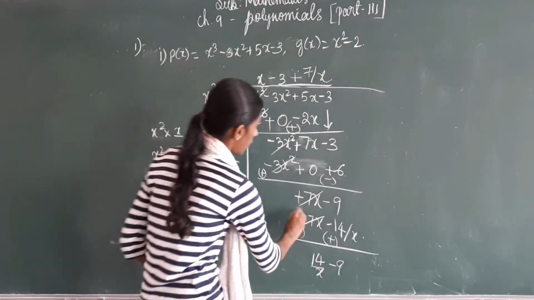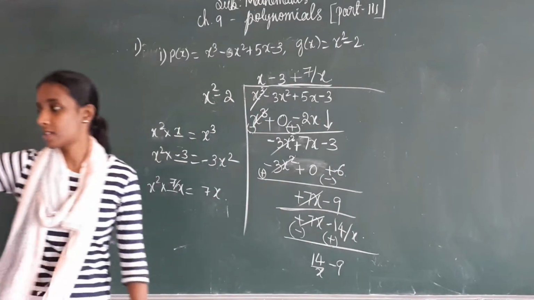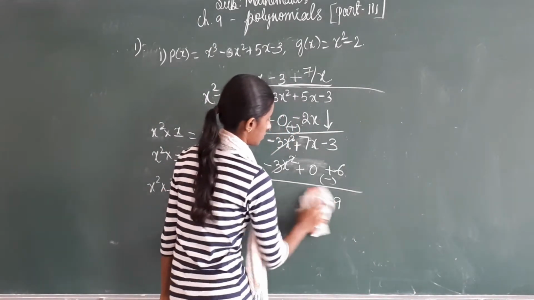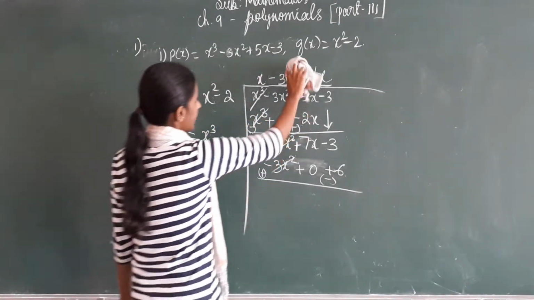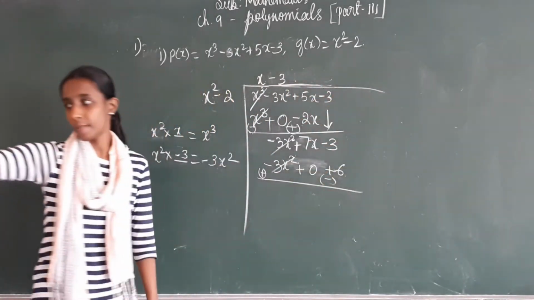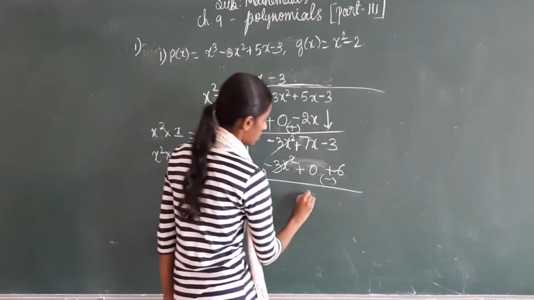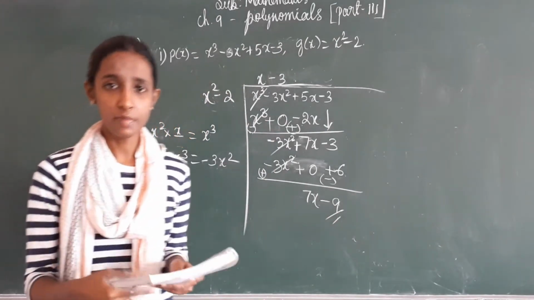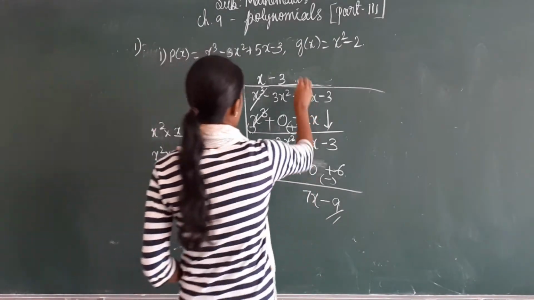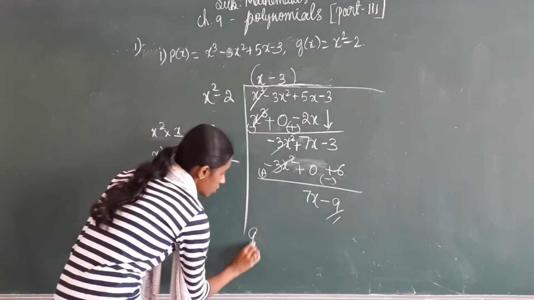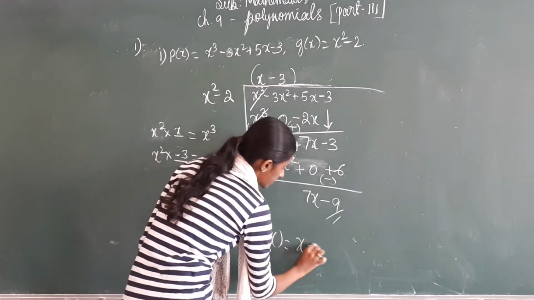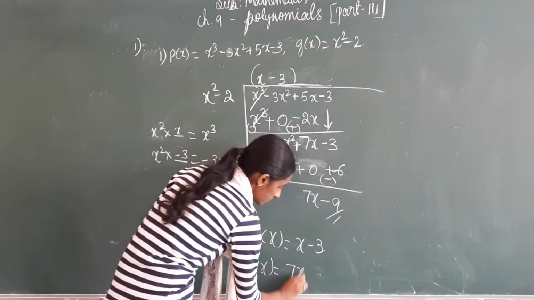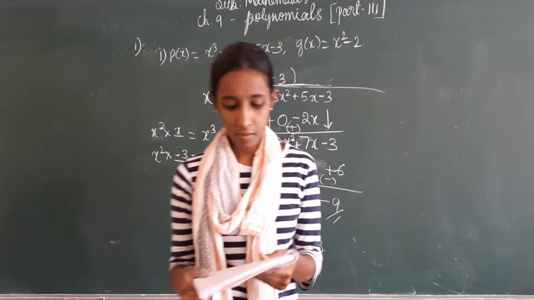Or else you can stop here only. Okay, remainder is 7x minus 9. It is complicated. So since they have asked for the remainder, you can stop here only. 7x minus 9 is the remainder and x minus 3 is the quotient. So q of x is x minus 3, that is the quotient. And r of x is 7x minus 9. That is your remainder. Okay.